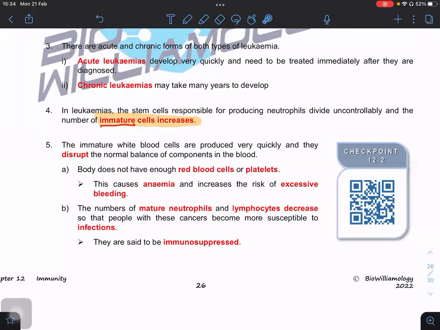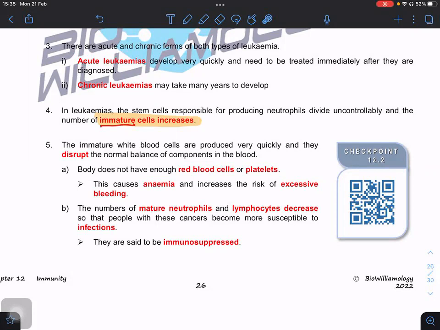So most of the patients with leukemia have anemia. Why? Because they don't have sufficient hematopoietic stem cells to make red blood cells. Okay, and also they can't make platelets, so that's why they may have excessive bleeding. So one of the common features of leukemia is nosebleed. Continuous nosebleed, right? Why? Because the patients don't have sufficient platelets. Because all these hematopoietic stem cells have been used to make non-functional, immature lymphocytes, for example.